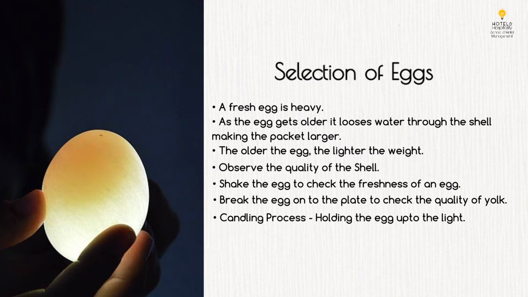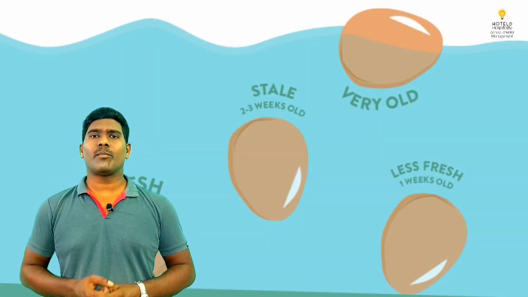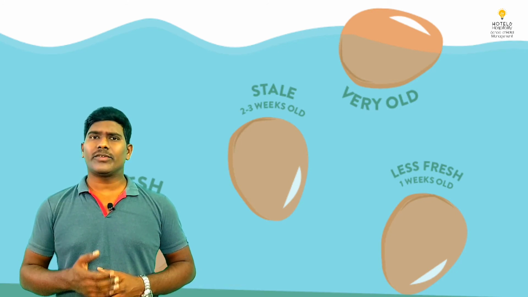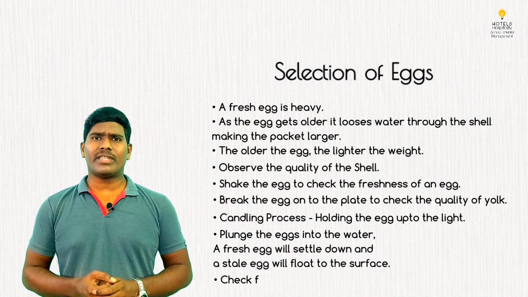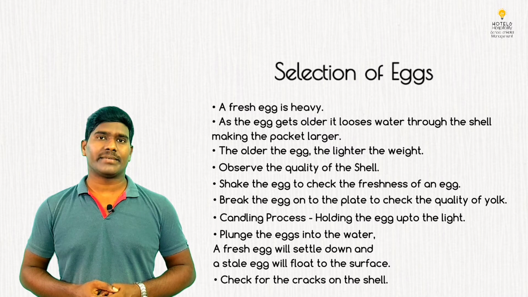It is easy to test the freshness of the egg by plunging it into water. The fresh egg will settle at the bottom and the stale egg will float to the surface of the water. Stale eggs will have an unpleasant odor. Check for cracks in the shell, which could let bacteria in and contaminate the egg.